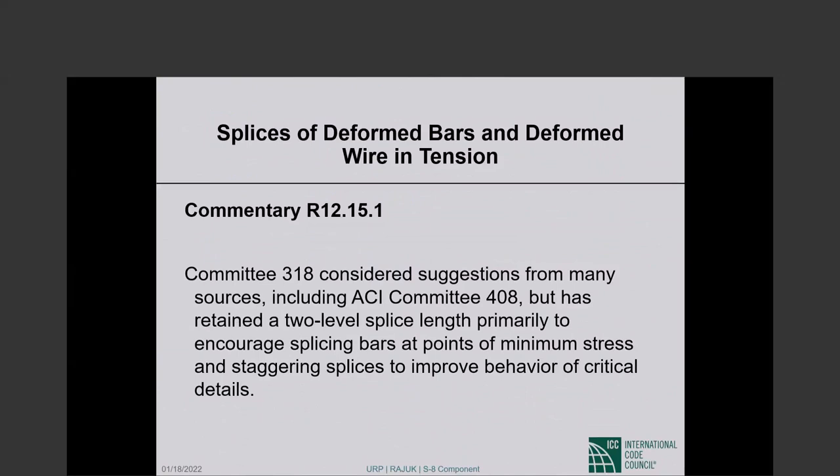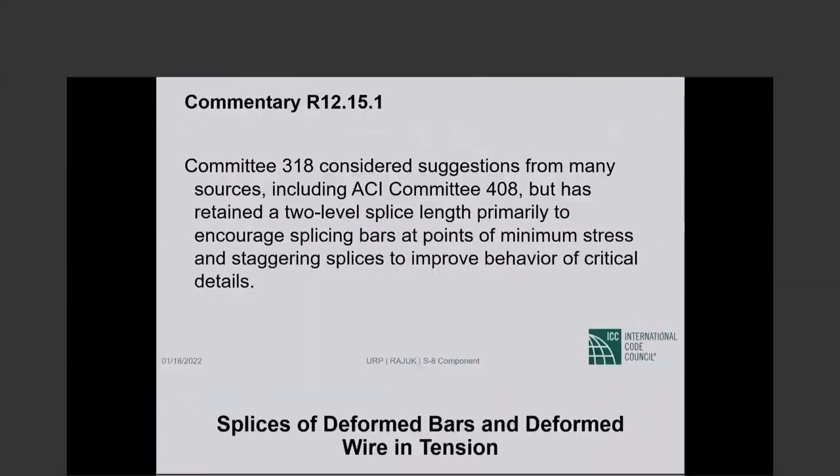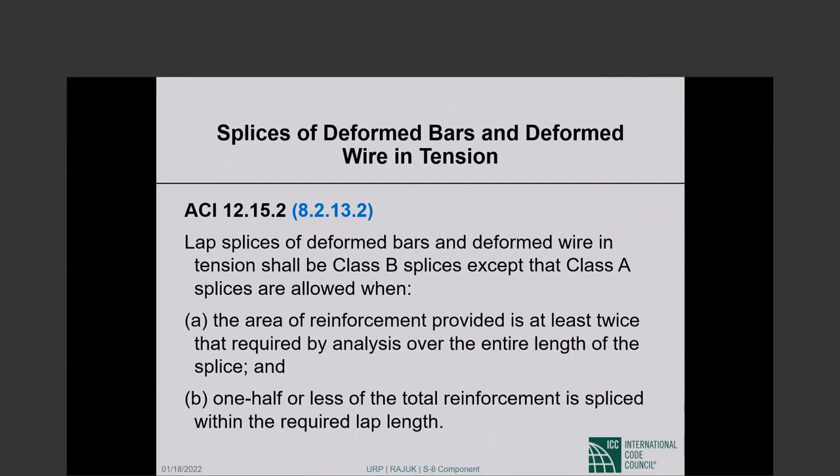Okay, a lot of people have told 318 that two classes of splices don't make any sense, but we continue to maintain them for reasons that are given. Okay, lap splices of deformed bars and deformed wire in tension shall be class B. So all splices shall be class B unless you satisfy two conditions in which your splices can be class A.